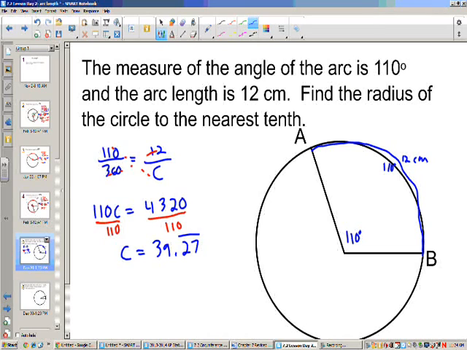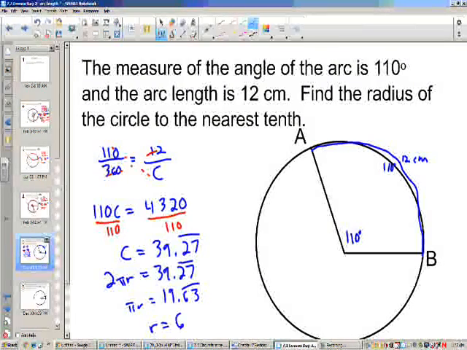If I want to find the radius of my circle, we know that circumference is equal to 2 pi r. So 2 pi times the radius is equal to 39.27. So now we divide both sides by 2, and I have pi times r is 19.63. And then I divide that by pi, and I have a radius equal to 6.295 centimeters.